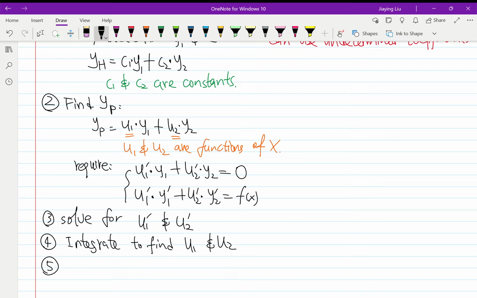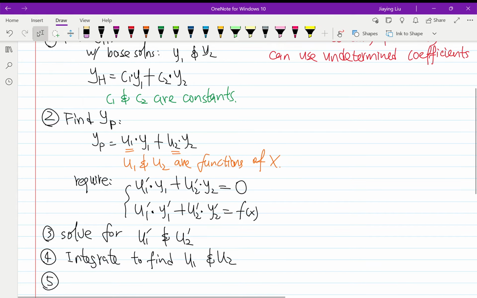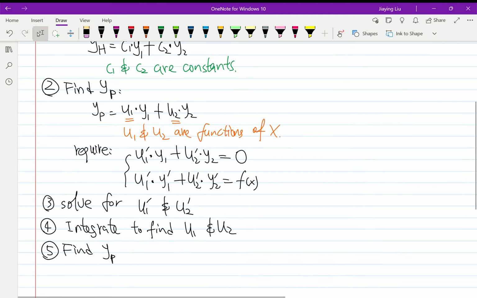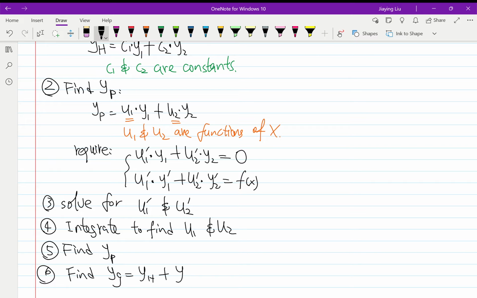And after we find u1, u2, if you recall that the particular solution is u1 times y1 plus u2 times y2, so we could take what we found, put it there to find the particular solution. Find y particular. And then the last step is just like always, so we're going to find the general solution by using the homogeneous solution plus the particular.